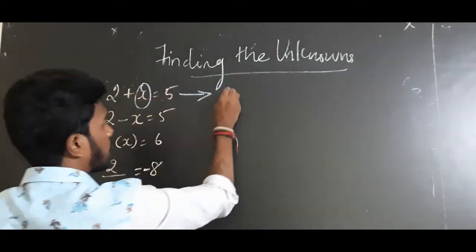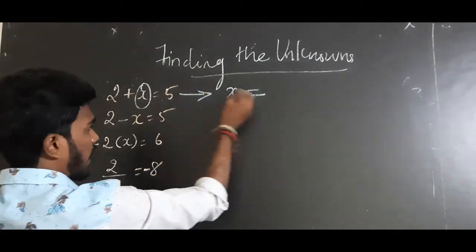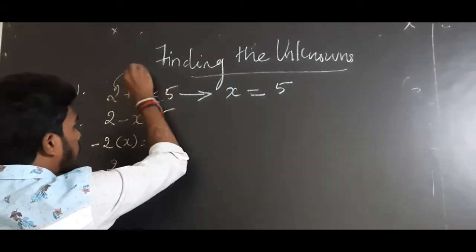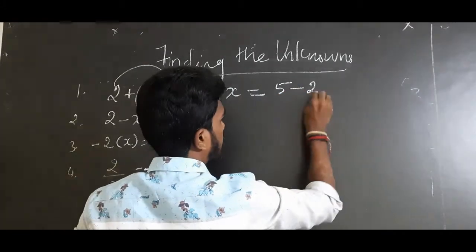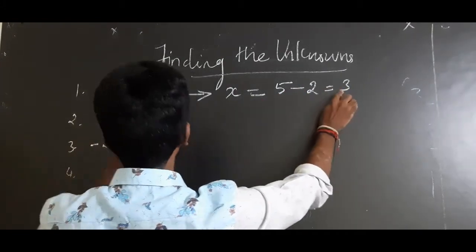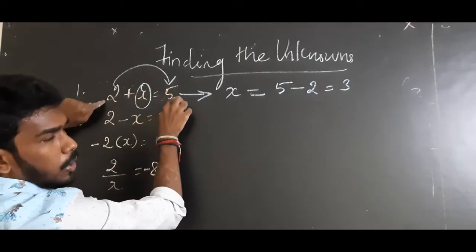So keep it in the left side. x is equal to, this 5 is going to remain the same. This 2, when crossing the equal to sign, turns to negative. So 5 minus 2 will be 3. So x value should be 3. So if you substitute this 3 here, 2 plus 3 will be getting 5.